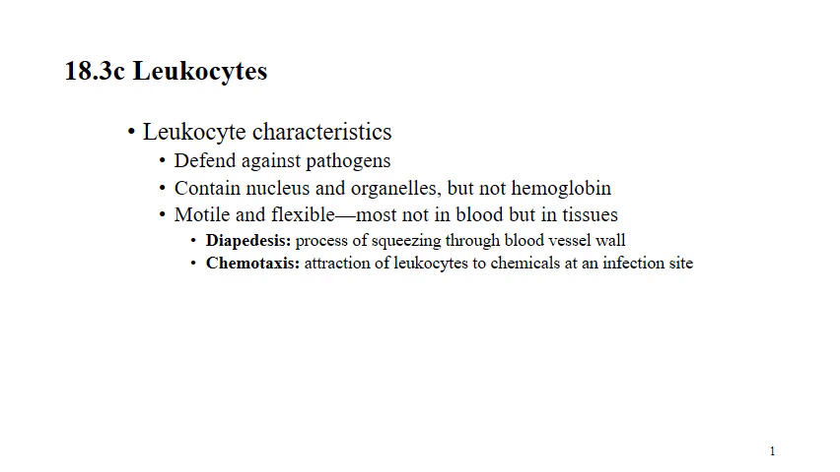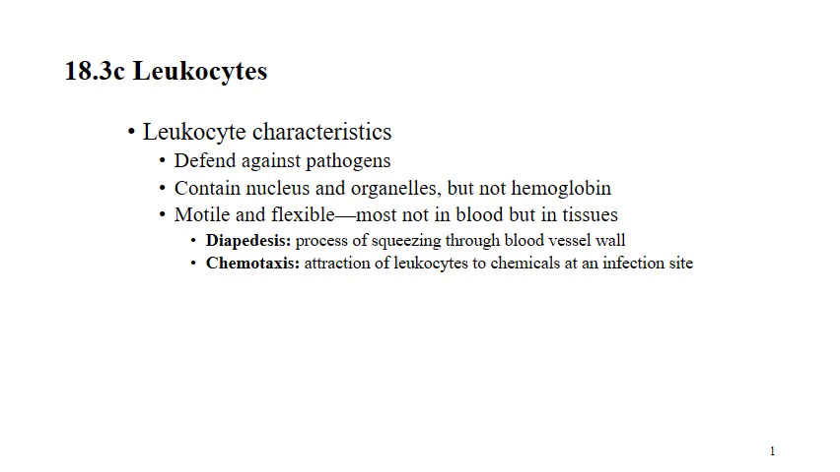All right, guys, last video on our formed elements talking about leukocyte characteristics. So they defend against pathogens. They actually have a nucleus in comparison to the erythrocytes who don't, and organelles, but they don't have any hemoglobin. So those are some differences between the leukocytes and erythrocytes. They're motile and flexible. Most are not in blood, but are actually in the tissues.